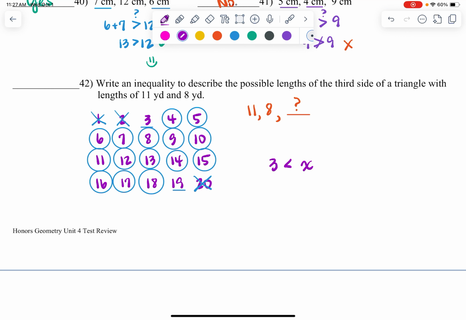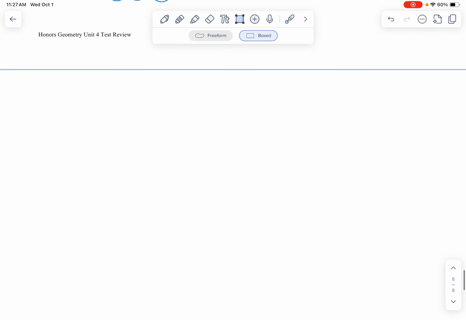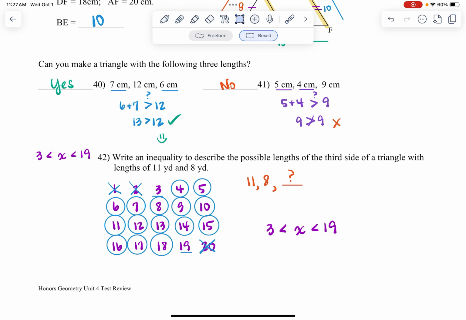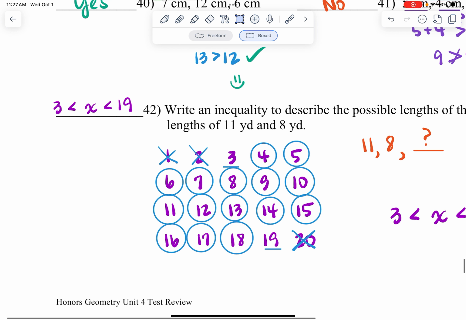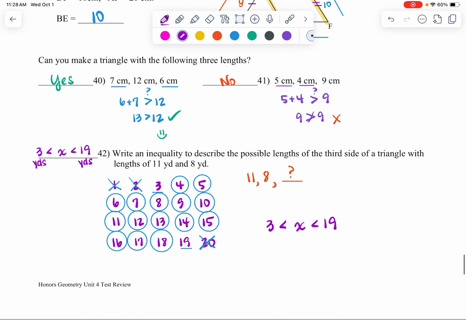And that is the inequality we're going to write to represent all the possible lengths that x could be. I'm going to copy that and put it over here. I hope that makes sense. I'll talk about it in class too. Anyway, that was a lengthy review. Technically, I should put yards on here, so I have my units of measure. So 3 yards to 19 yards, anything in between, but just not 3 and 19, so we don't put the equal to bar.